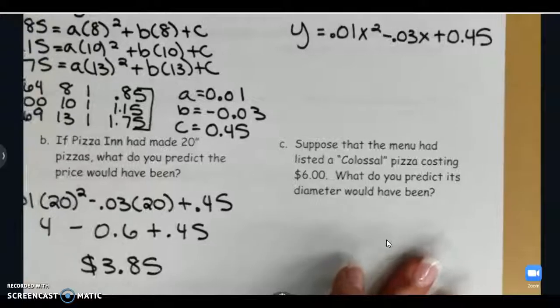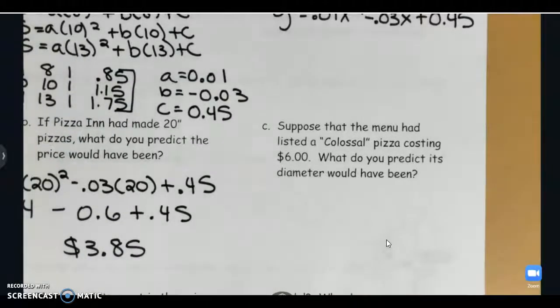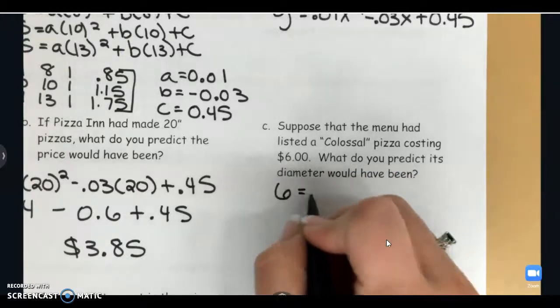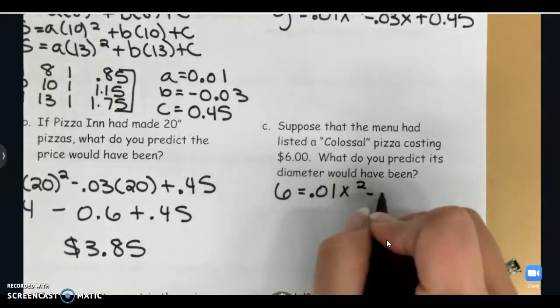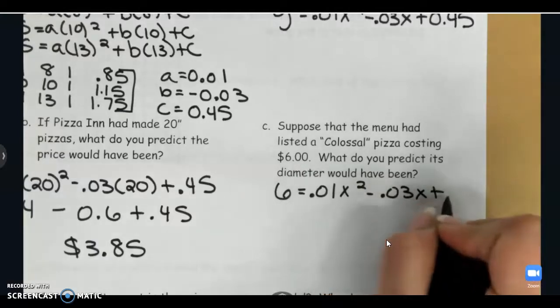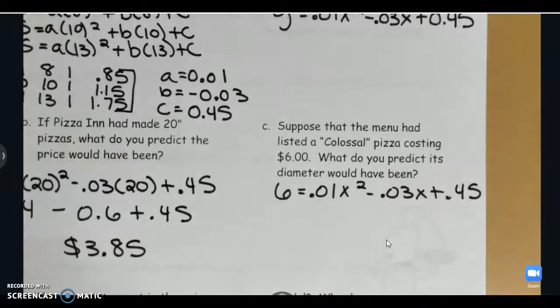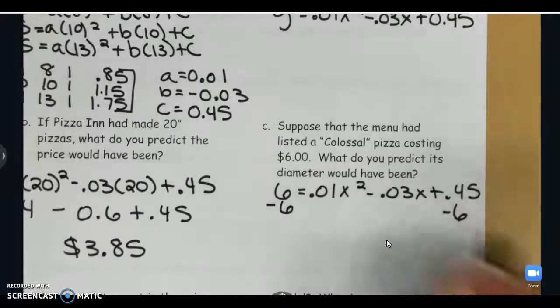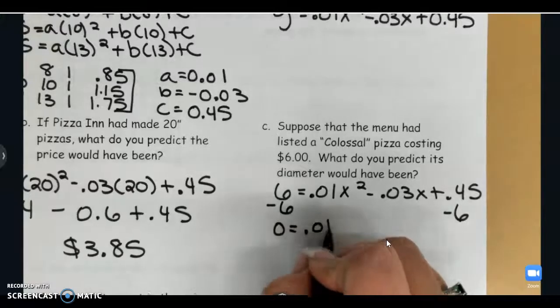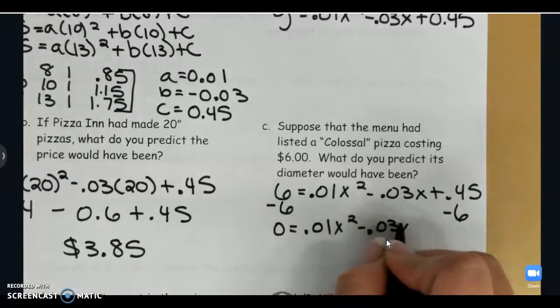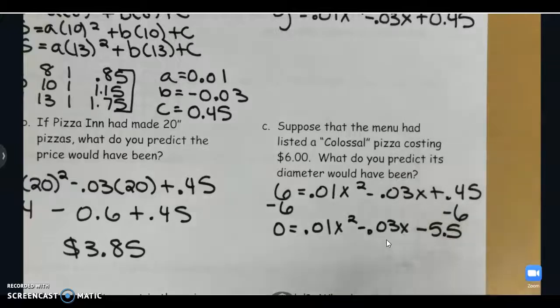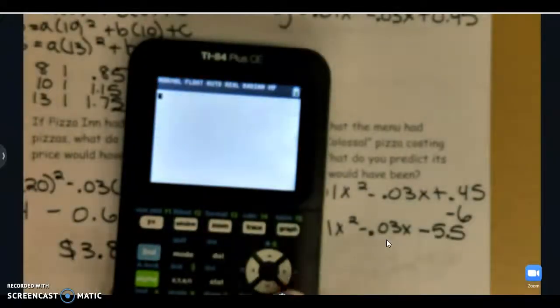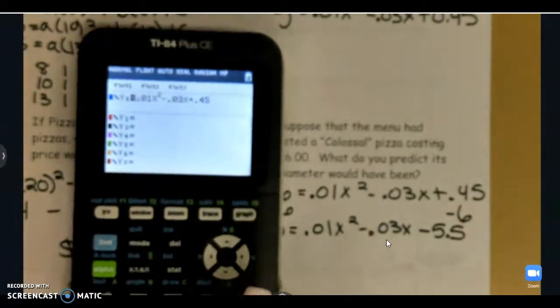Then suppose that the menu had a colossal pizza that was $6. What do we predict the diameter would have been? So that means that our cost would be 6, and we want to be solving for x. So we can do this in our calculator by making this into a quadratic. If we move the 6 to the other side so that it's equivalent to 0, that would be 0.01x squared minus 0.03x, and this is going to be minus 5.5. And what we can do is how we were finding our zeros for our previous quadratic equations. We can do this in the calculator.